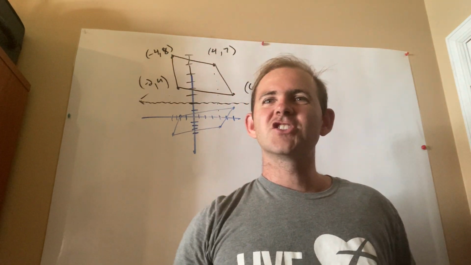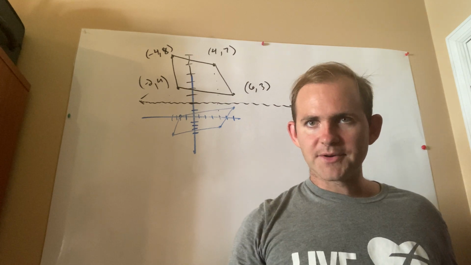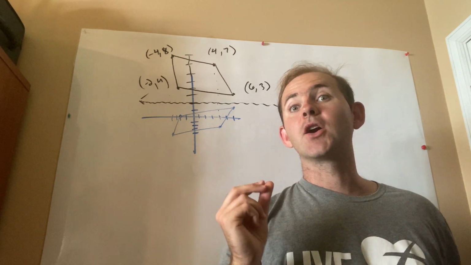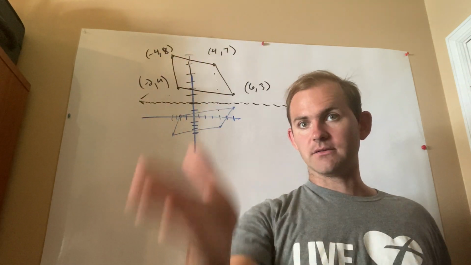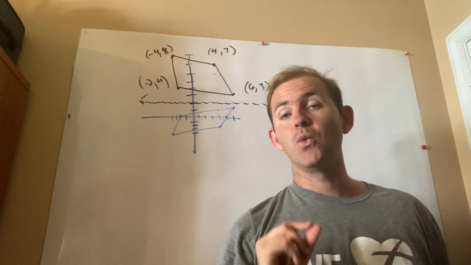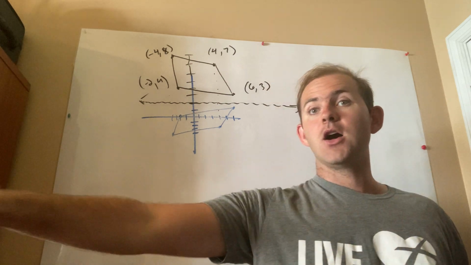All right, so again, big thing to remember here is which way the line goes. When it's x = a number, vertical, up and down. By contrast, when it's y = a number, across.